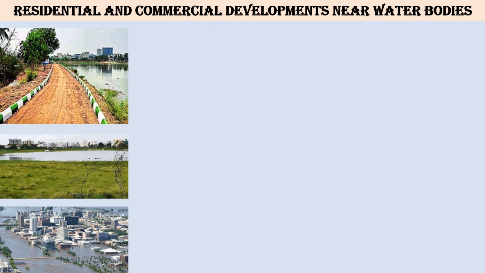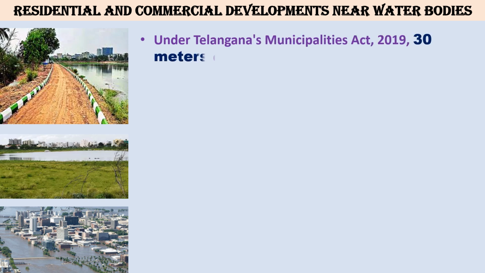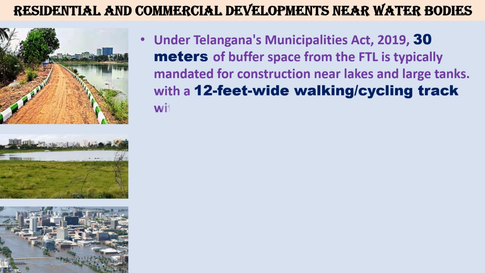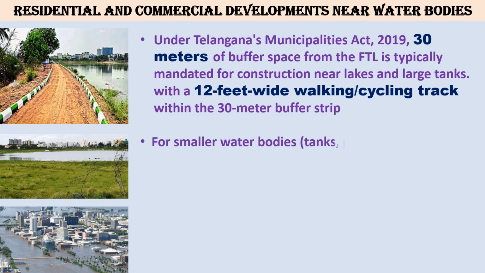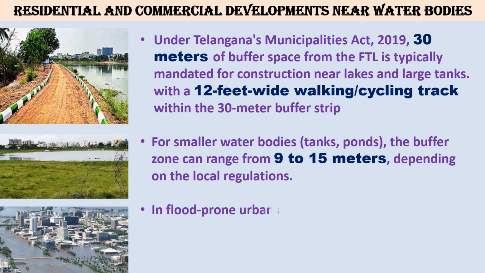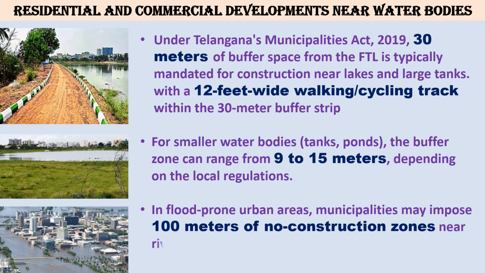Residential and commercial developments near water bodies. Under Telangana's Municipalities Act, 2019, 30 meters of buffer space from the FTL is typically mandated for construction near lakes and large tanks, with a 12 feet wide walking or cycling track within the 30-meter buffer strip. For smaller water bodies, tanks, ponds, the buffer zone can range from 9 to 15 meters, depending on the local regulations. In flood-prone urban areas, municipalities may impose 100 meters of no-construction zones near riverbanks to minimize flood risks.